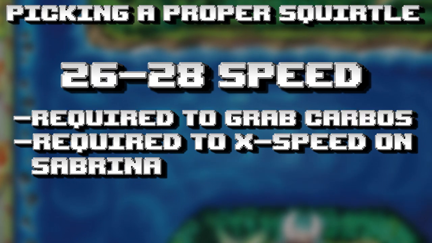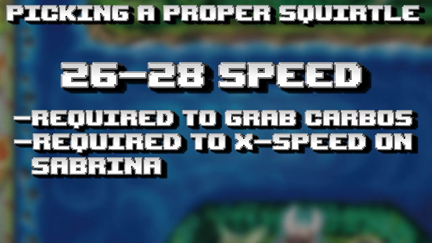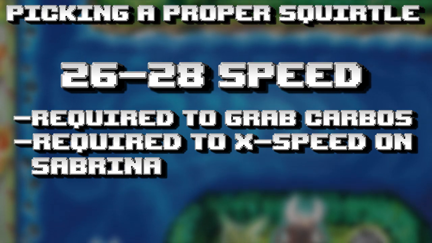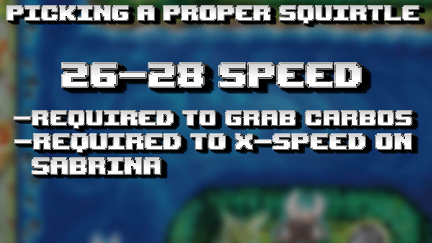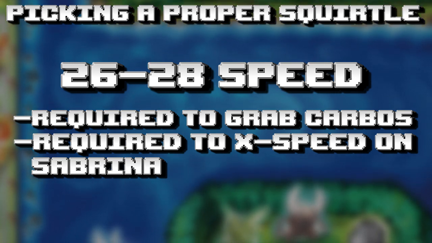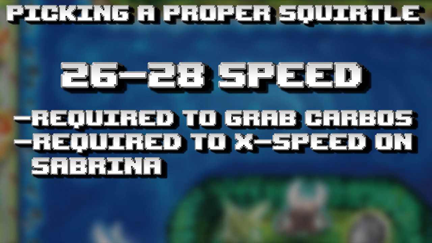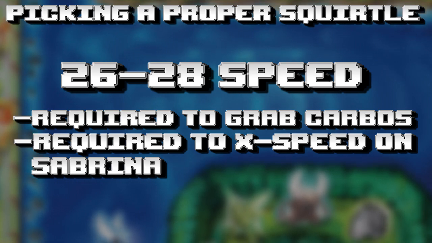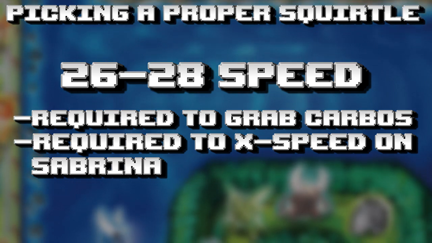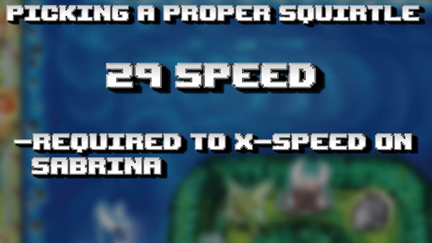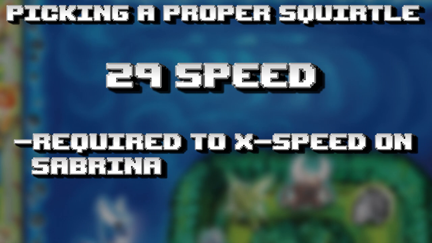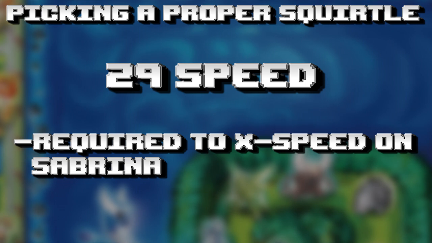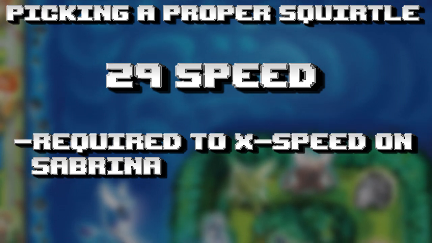Now, 26 to 28 speed is a very, very nice sweet spot, as you can grab the Carbos before Blaine, and you should be able to outspeed Blaine's Rapidash as long as you grab the Carbos. Or if you have the very special case of having a 28 IV in speed, all you have to do is kill one extra Pokemon along the way, typically a Rattata or a Pidgey, which give a single speed EV, and you're good to go on outspeeding. 29 speed is a very weird spot, as it's guaranteed to outspeed Blaine's Rapidash, but it does not outspeed Sabrina's Alakazam, even with a Carbos, unfortunately.